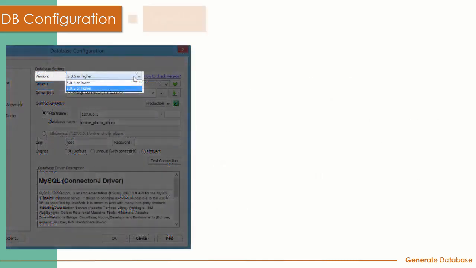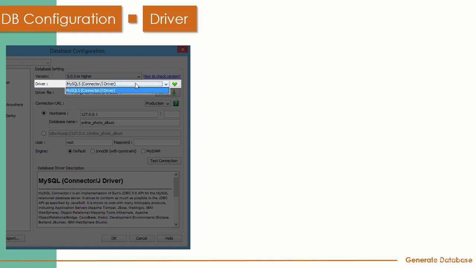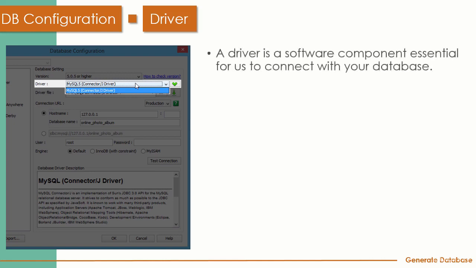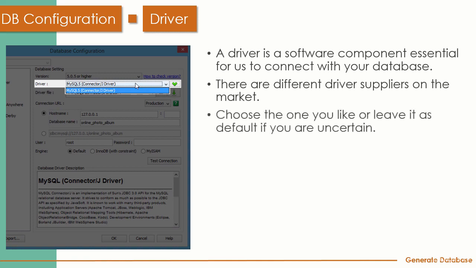Use the pop-up menu. And then on the right hand side of the screen, you will see the version. You pick the version closest to the database engine you use. Visual Paradigm keeps supporting the latest versions of database engines, so keep updating your Visual Paradigm to get the best option. Choose the right version, and then you pick the driver. The driver is the component for Visual Paradigm to connect to your database. There are different driver suppliers in the market. Pick the one you use most frequently, or use the default one from Visual Paradigm.